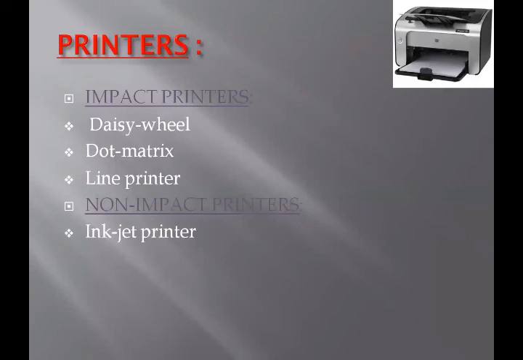Impact printers may produce carbon copies. Non-impact printers cannot produce carbon copies. Impact printers produce much noise and are called noisy printers. Non-impact printers use noiseless techniques and are called quiet printers.